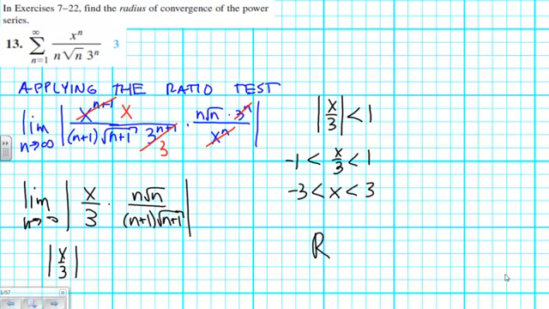R is 3. Because the center of this power series is at 0. Go down to negative 3, that's a radius of 3. Go up to positive 3, that's a radius of 3. R is 3. And that concludes problem number 13. That's how you want it written. And that's how I want it to be written.